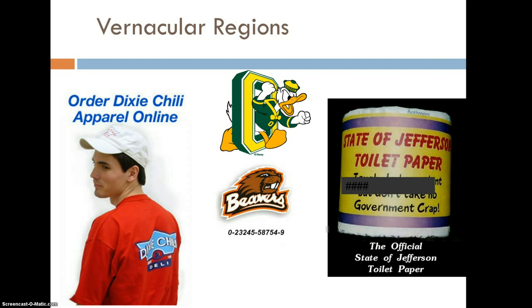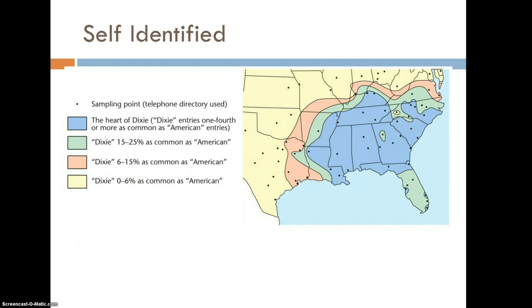So in the Willamette Valley, we have kind of the Duck and the Beaver vernacular or association. In Southern Oregon and Northern California, there is a vernacular region called the State of Jefferson, where there's kind of a movement to, or had been a movement to, secede from the Union and create their own state. I guess secede from both states.